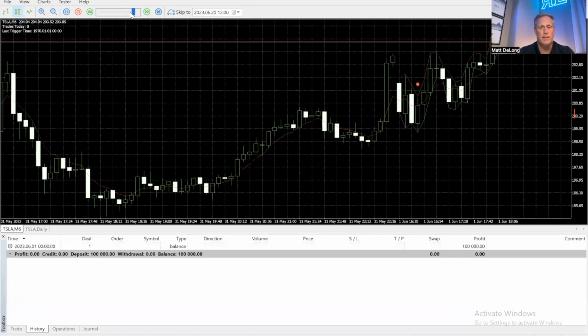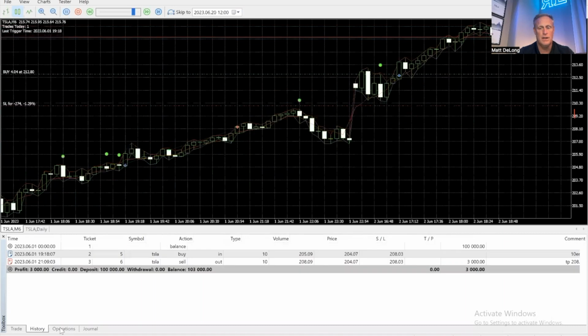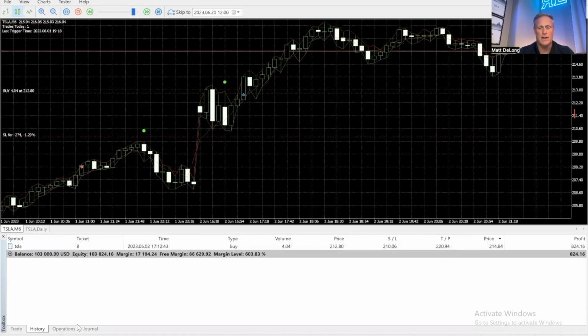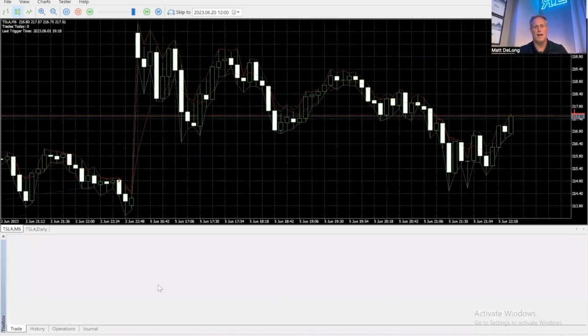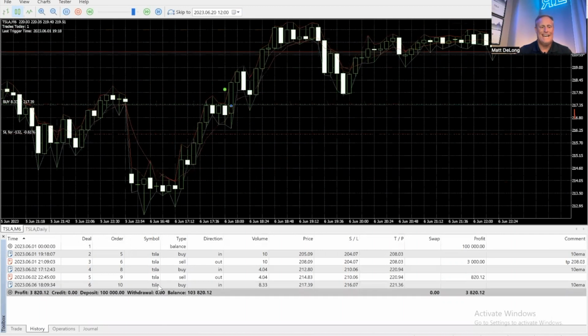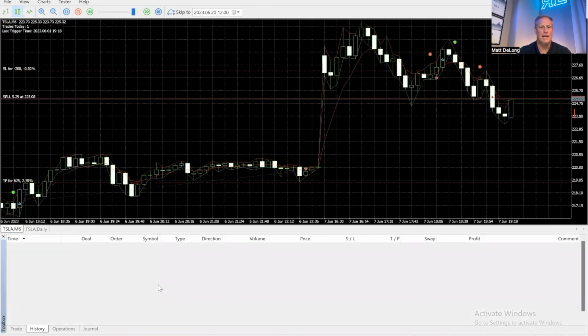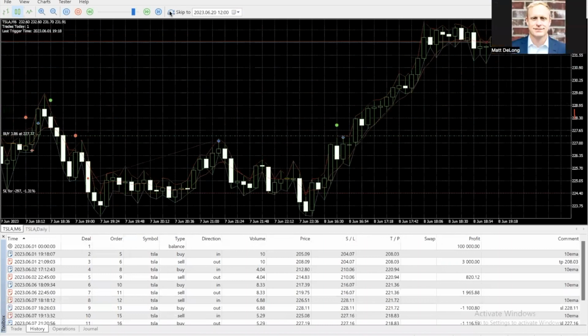So what we're going to do is speed this up, and we'll watch these trades come in here. I have it set currently to a 3.0 profit taker, and we're just going to let this speed up, and we'll wait for the end of this test, and we will continue in just a bit.